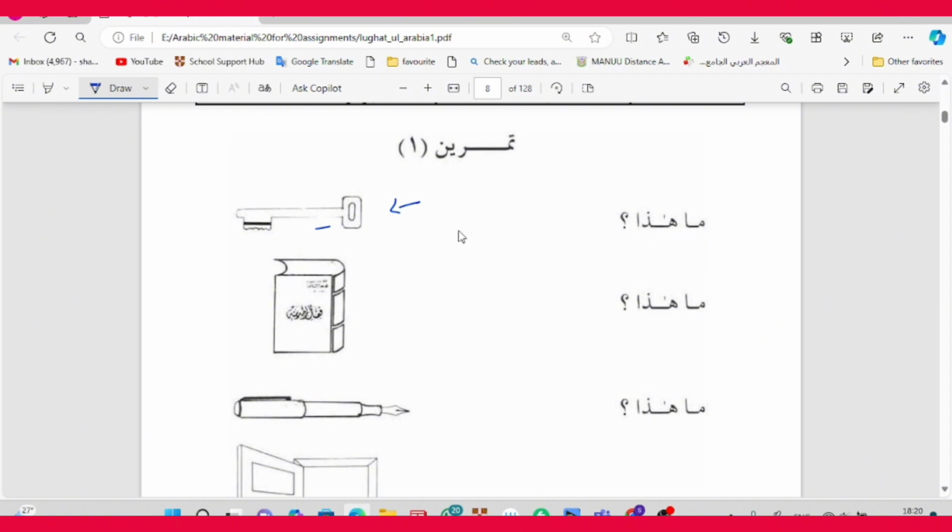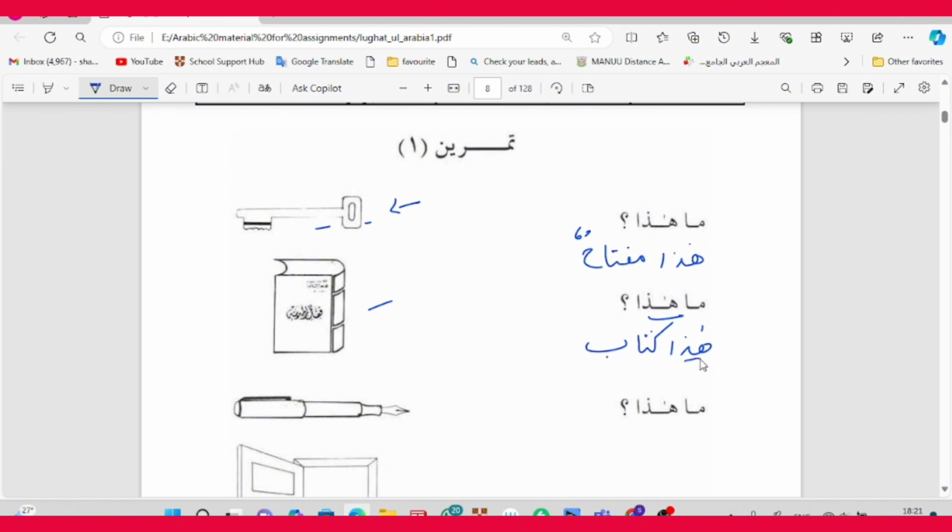Ma haza, what is this? You see this is a key. So you will answer in text form. You will write here haza miftah, this is a key. Ma haza, what is this? This is a book. So you will say haza kitab.